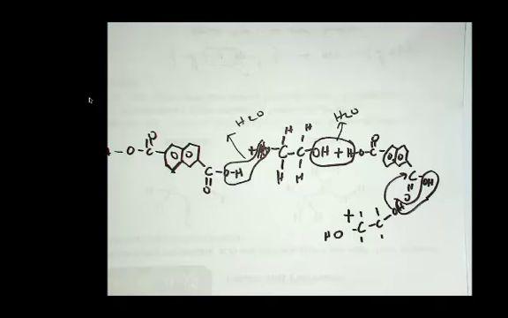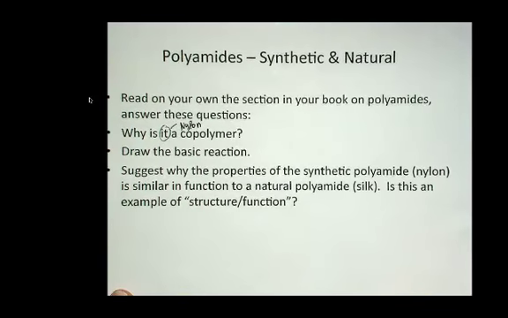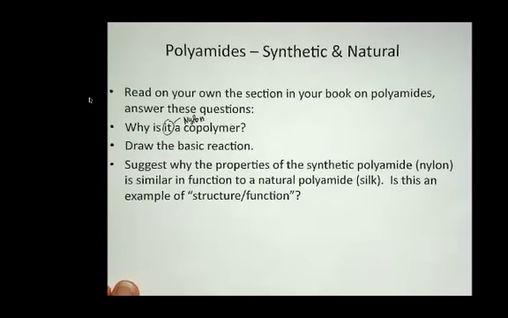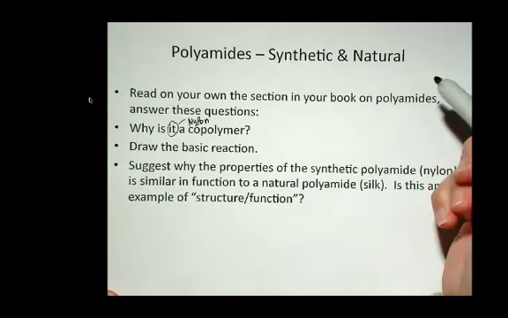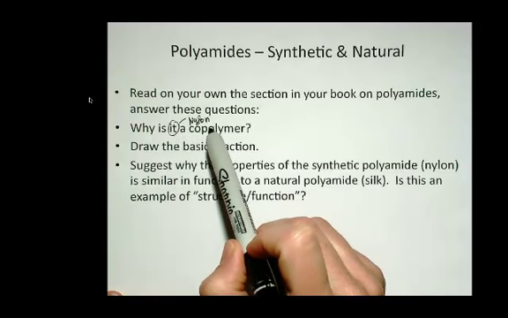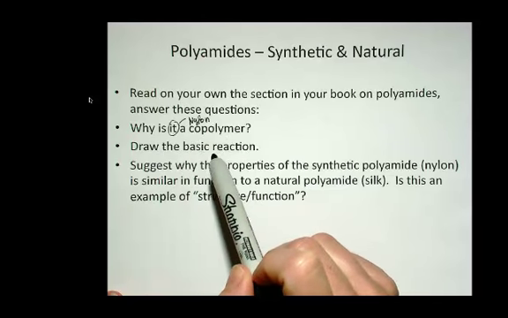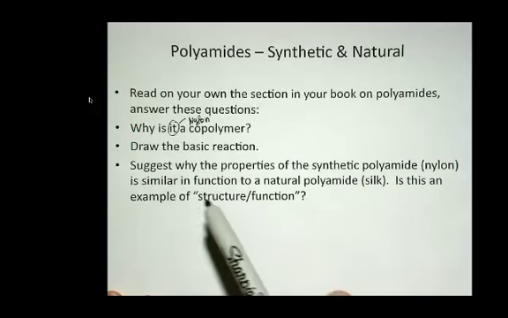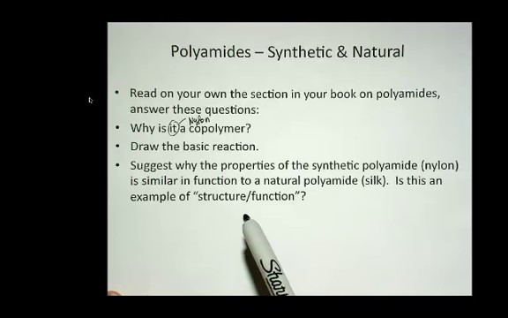Okay, and let me see if there's one more slide here. Okay, and then the last thing I want you to do is, just reading your book, there's a section on polyamides. The formation of polyamide occurs by a condensation reaction as well. And so I'd like for you to read about that in your book. And this question isn't good. It says, why is it a copolymer? I meant to say, why is nylon a copolymer? So you want to answer that question. Why is nylon considered a copolymer? Draw the basic reaction, and then suggest why the properties of synthetic polyamide nylon are similar to the natural polyamide silk, and explain why that's an example of structure-function relationship.